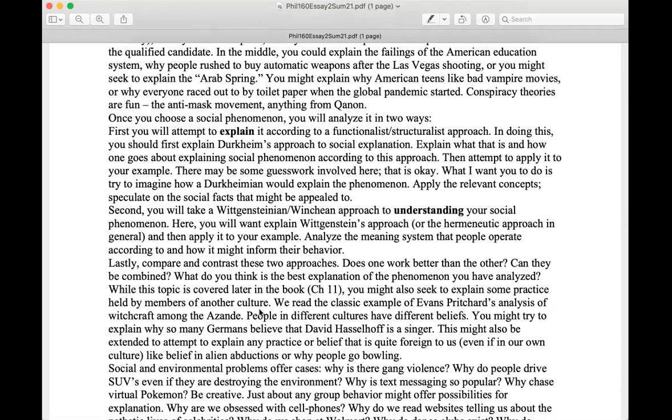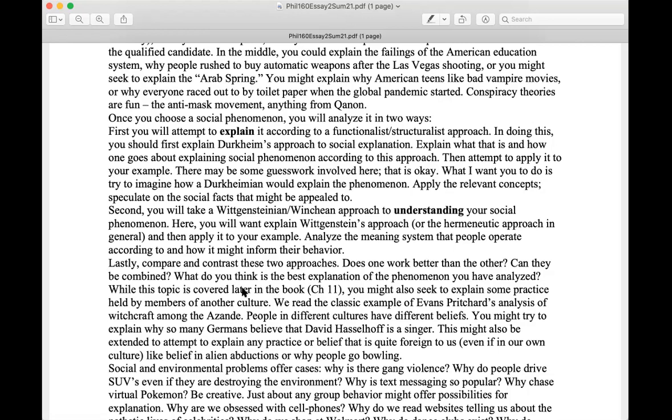Again, I don't really care what you decide. I just want to know what you think you've garnered from applying these two approaches to the example you have at hand. So you can decide anything you want. I just want you to reflect on what it reveals about the social behavior that you're talking about and about these two approaches.